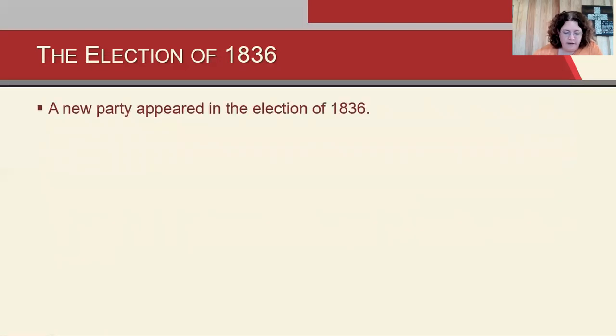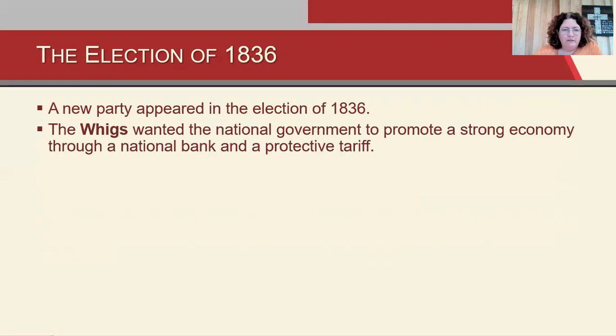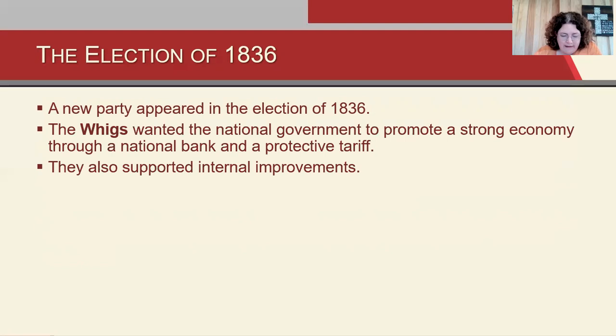A new party appeared in the election of 1836. The Whigs united several diverse groups into one party, mostly uniting over opposition to Jackson. The Whigs wanted the national government to promote a strong economy, through a national bank and a protective tariff. They also supported internal improvements.